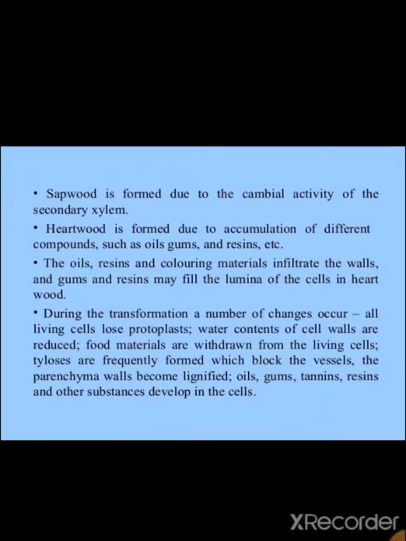During the transformation, a number of changes occur in this process. All living cells lose protoplast. Water contents of cell walls are reduced. Food materials are withdrawn from the living cells. Tyloses are frequently formed which block the vessels. The parenchyma walls become lignified. Oils, gums, tannins, resins, and other substances develop in the cells during this process.